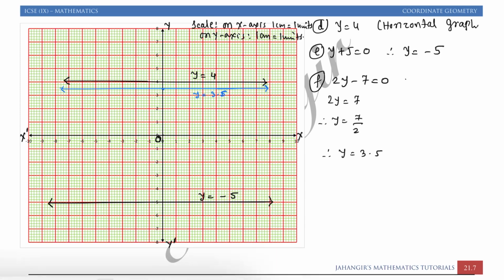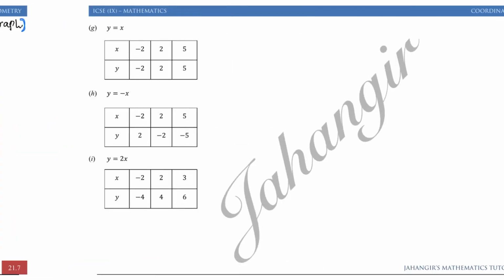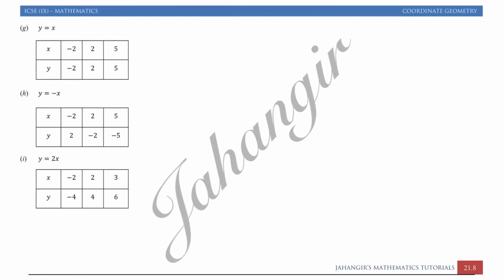Hope you have understood how to draw a vertical line and a horizontal line. In the graph of a horizontal line we have only the y value, and for a vertical line we have only the x value. Now from the next question onwards we will have both x and y values. Now the next question, G. I will just explain it to you.